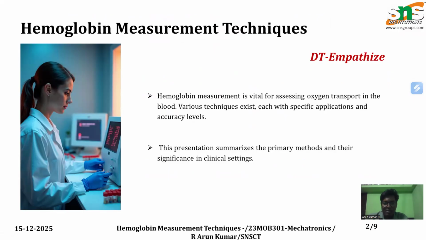Hemoglobin measurement is vital for assessing oxygen transportation in the blood, and various techniques exist, each with specific applications and accuracy levels. This presentation summarizes the primary methods and their significance in clinical settings.